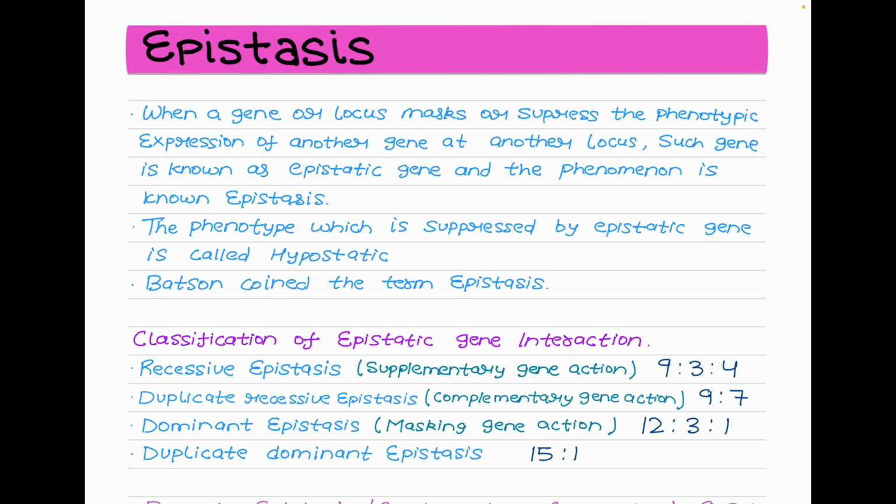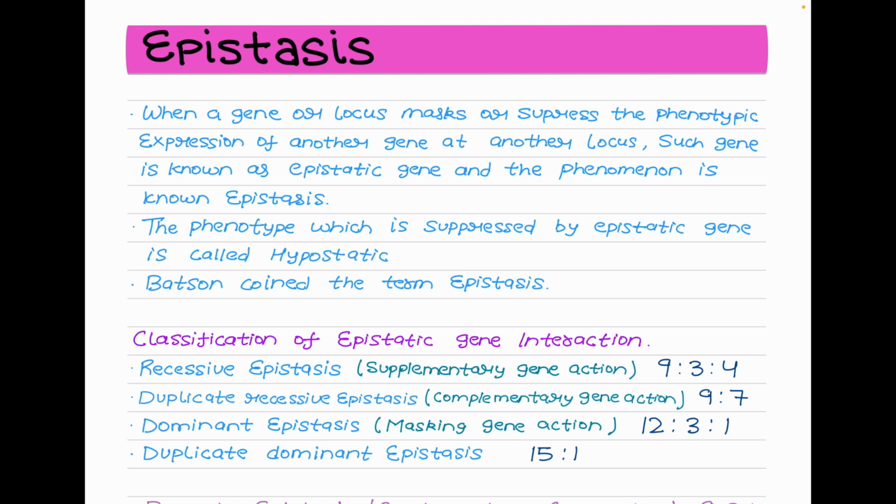One of the most important forms of such interaction is known as epistasis. The word epistasis literally means standing upon. In genetics, it refers to a situation where the expression of one gene depends on or is masked by another gene located at a different locus. In this interaction, the gene that masks the effect is called the epistatic gene, and the gene whose effect is suppressed is called the hypostatic gene.